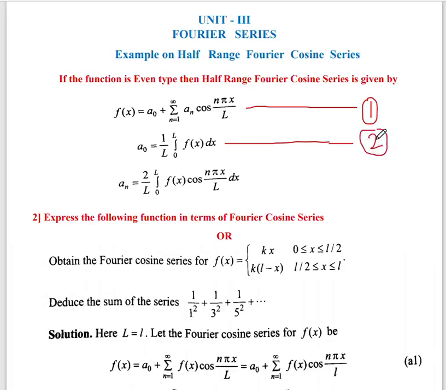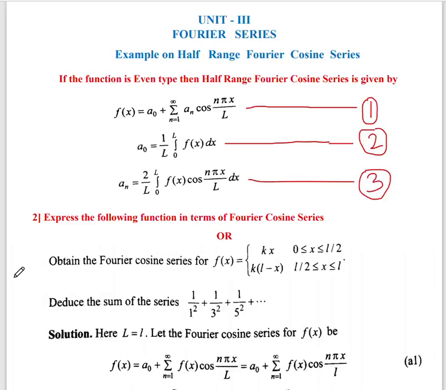Now we will use the third formula for an. An is 2 upon capital L integral 0 to capital L f of x cos n pi x dx divided by capital L. So this is the third formula. These three formulas we have already studied in the previous lecture. Generally we will use these formulas to solve problems on the half-range Fourier cosine series. Now we will see the second problem on this topic.